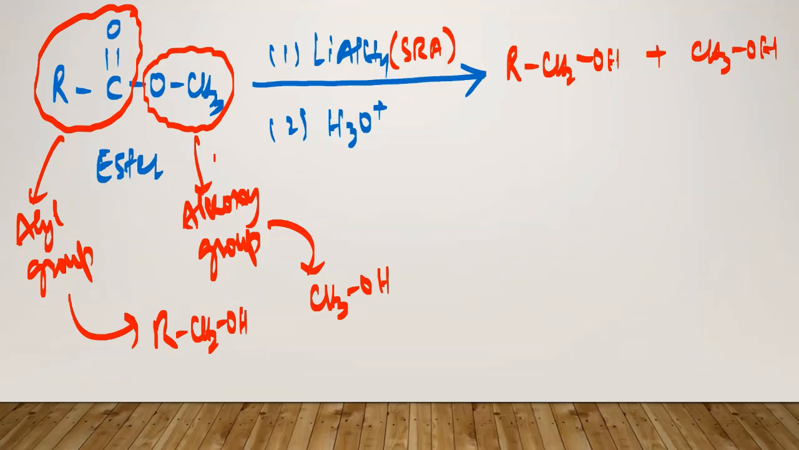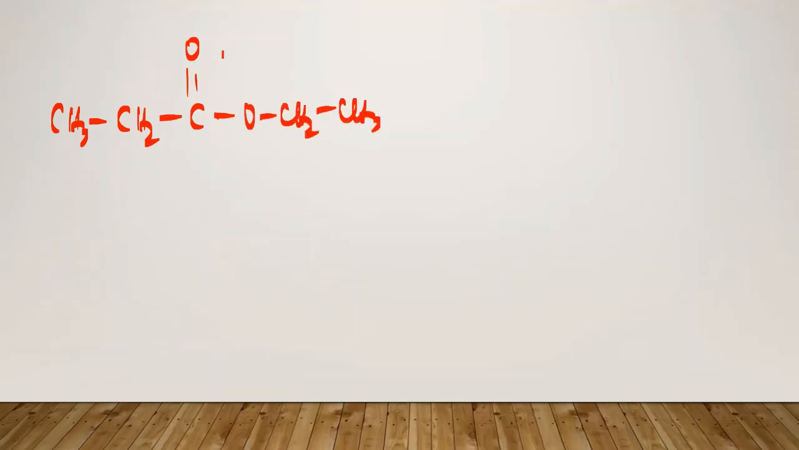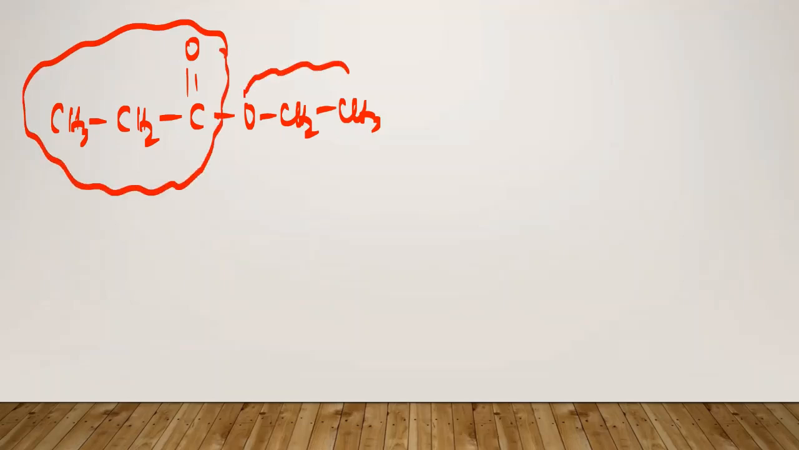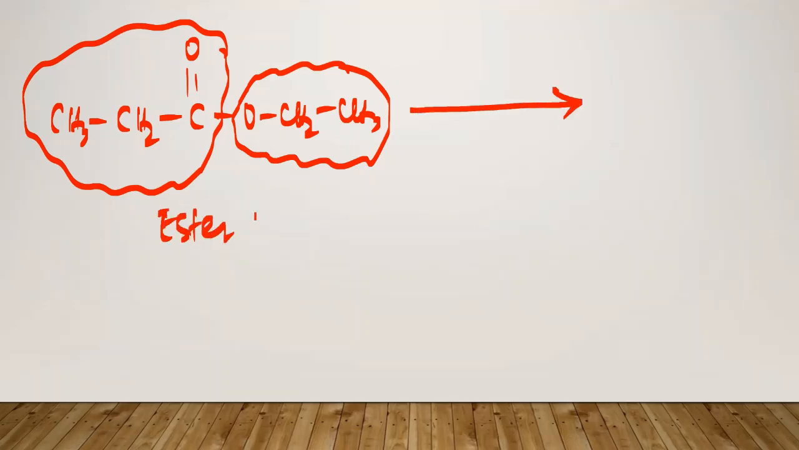So let's take one more reaction here. Have a look here. Let's suppose CH3CH2C double bond O, and then you have O, CH2 and CH3. You know that this is your acyl group and this is your alkoxy group. So you will be getting two types of alcohols from ester. So let's use lithium aluminium hydride, after that we'll do acid hydrolysis.